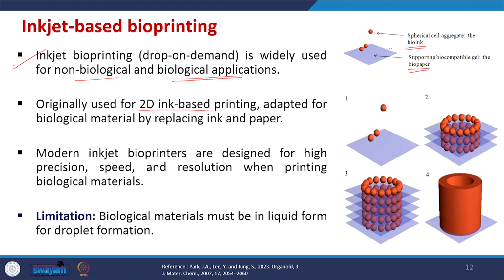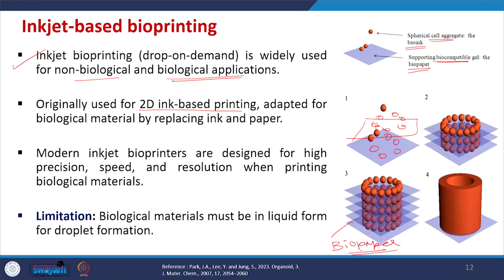And this bio ink is basically, as I told earlier, a spherical cell aggregate, a clump of cells, and the bio paper is a supporting biocompatible gel. So, these droplets will be printed on this bio paper, and then the next layer of this bio paper will be kept, and again it will be printed. It will be a kind of layer by layer printing, and once it is printed, then we can remove this bio paper.